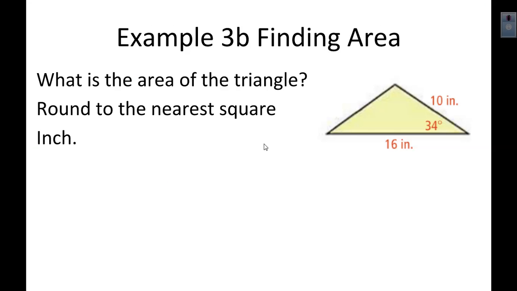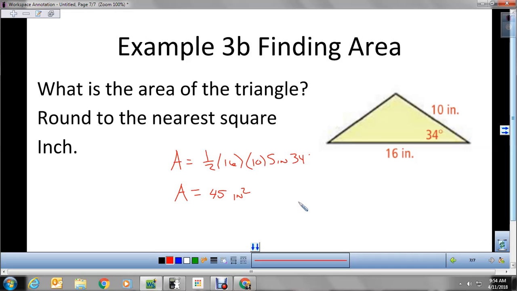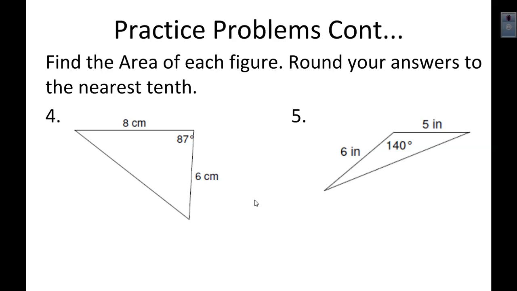Okay, pause the video and work this one out. All right, so area is equal to 1/2 the base, 16, times the other side, 10, times the sine of the angle in between, which is 34. That should give you approximately 45 square inches. Now I want you to try these two practice problems here, then pause the video and come back and see how you did.